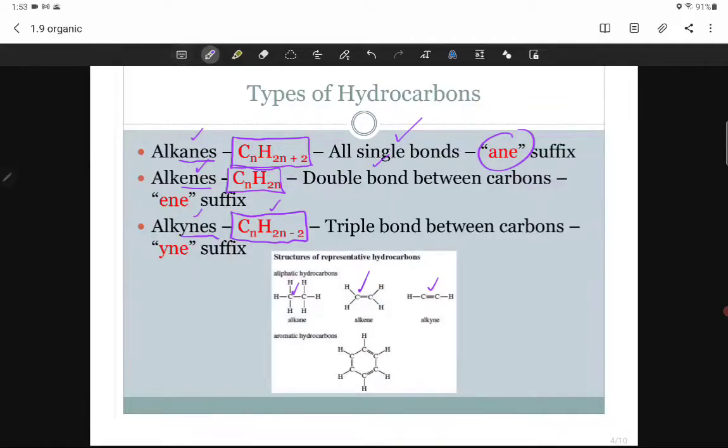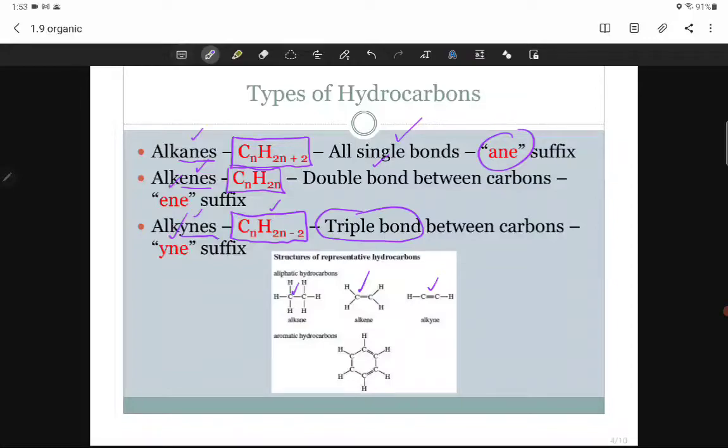If there's a double bond somewhere in the molecule between carbons, then it's an ene. And if there's a triple bond somewhere, it's an yne. Can you have combinations of those? Yes. Can you have multiple double bonds or multiple triple bonds or a combination? Yes. Are we going to do that in this class? No. So it's going to be very simple for us.